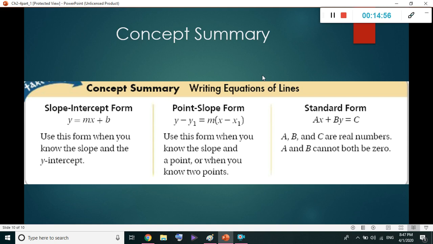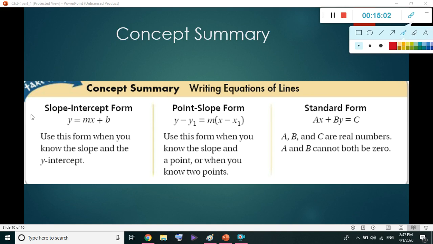Let's just have this summary for the forms of a line. We have the first one here that we took yesterday in lesson 3, slope intercept form. It's when it's given for you the slope and the y-intercept. Use this form when you know the slope and the y-intercept. The point slope form is when they give you the slope and a point, or if they gave you 2 points, and from the 2 points you're going to find the slope and substitute one of the points inside the equation here.